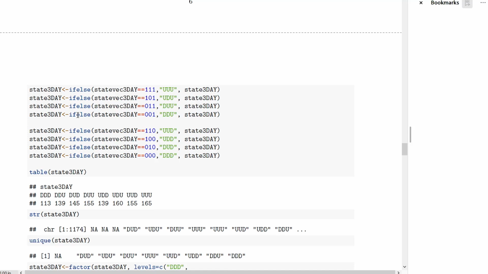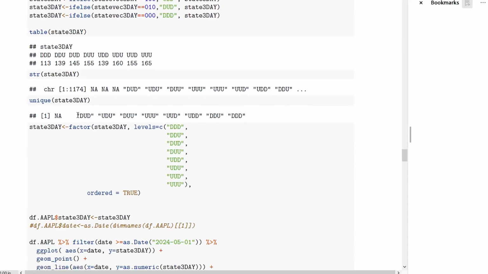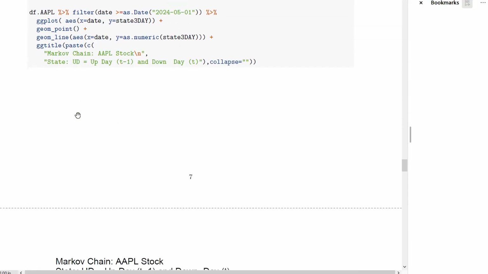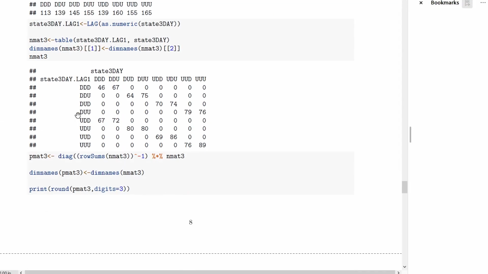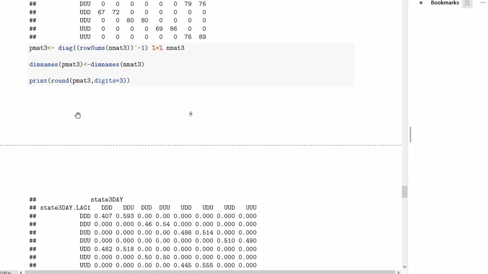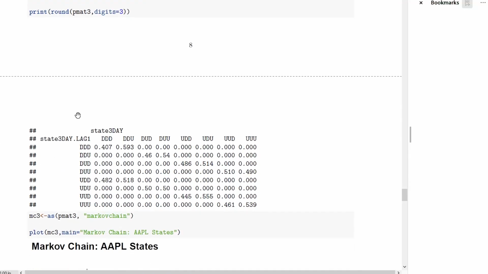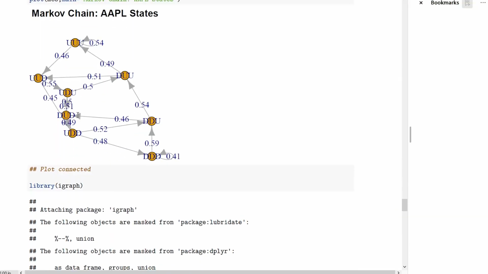And so, 2 times 2 times 2, or 8, is the total number of possible states. And one can calculate the empirical probabilities of transitioning, and then get this display of the Markov chain with these 8 states.